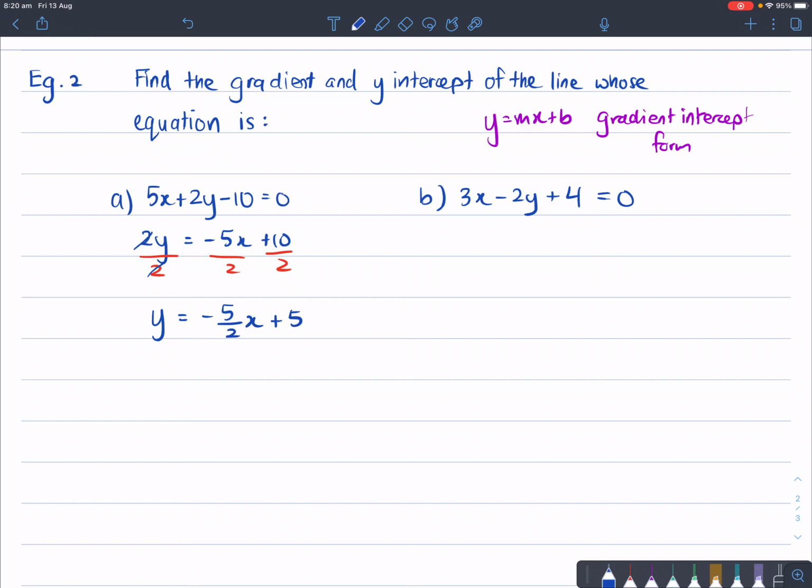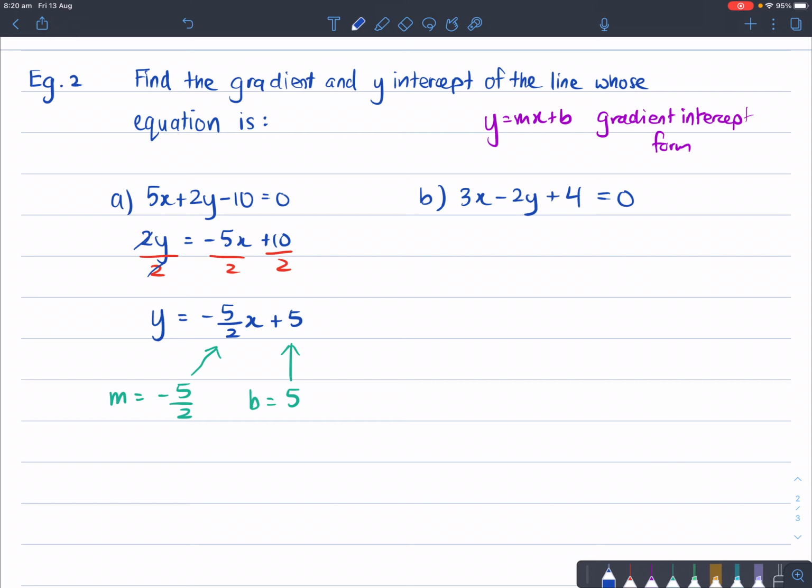And so the two pieces of information that we need, which is the gradient and y-intercept: m is negative 5 over 2. That's simply this number here, just right before the x. And our y-intercept is simply the positive 5 there. Question B. All right, so we've got to do something similar here.